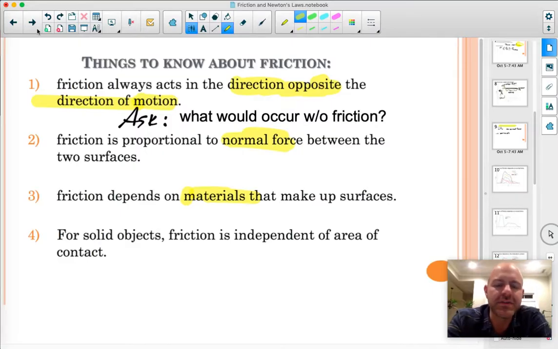The last thing is that for solid objects, and this is why it's the last one and there's no highlights, friction doesn't depend on area of contact. So it doesn't matter if you've got a big block of wood or a tiny block of wood. If it's the same normal force and the same material, you should get the same amount of static and kinetic friction. For things like fluid, once you add something like water to the picture, that's a completely different thing and gets more complicated. And area does matter.